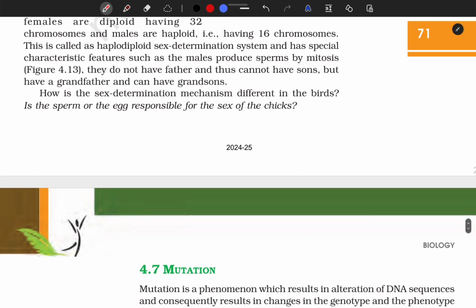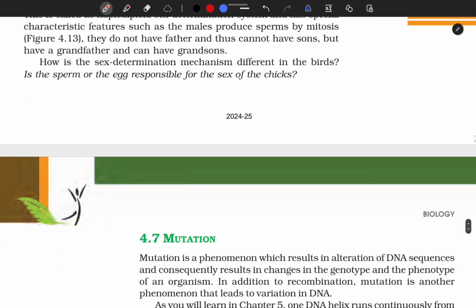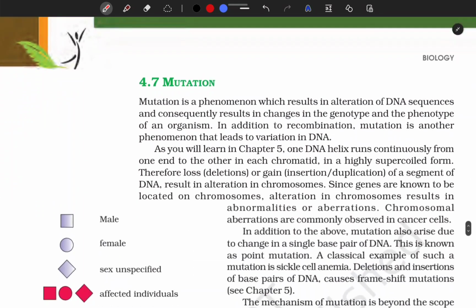How is the sex determination mechanism different in the birds? Is the sperm or the egg responsible for the sex of the chicks?